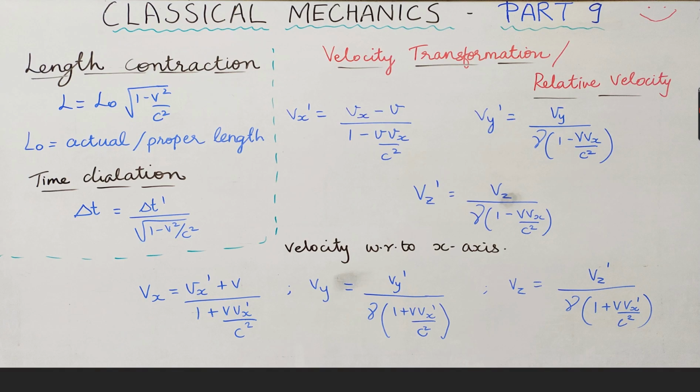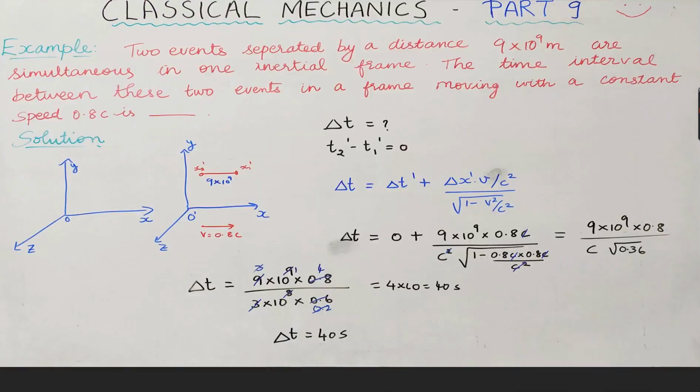So let us see our problem. Here, two events separated by a distance 9 into 10 power 9 meter are simultaneous in one inertial frame. So it says that there are two events occurring and both are occurring at the same time. And the distance between the two events is 9 into 10 power 9 meters.